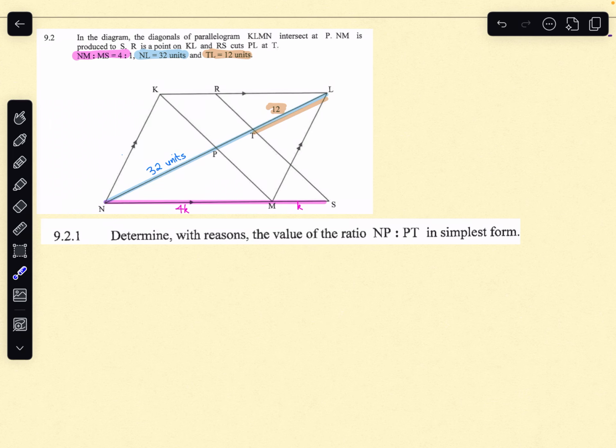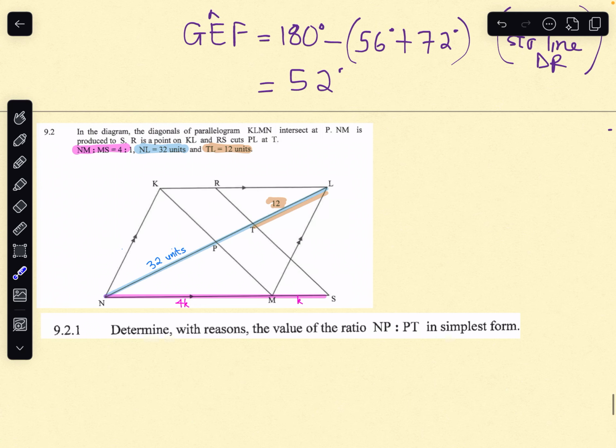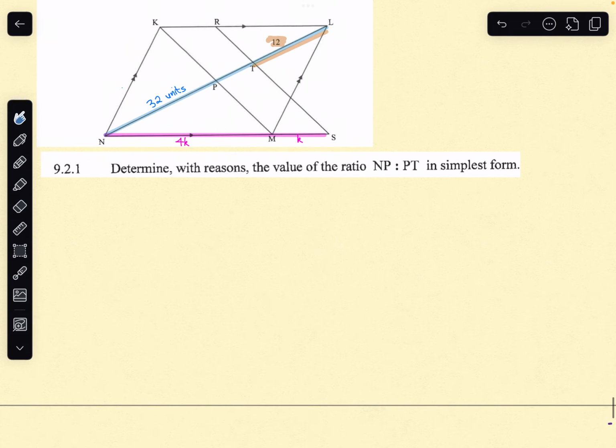We know that diagonals of a parallelogram bisect each other, literally said this. So that means that this piece over here is 16, and this whole thing is going to be 16, and then this will be what will be left when you take away the 12. So let us talk about it, okay?